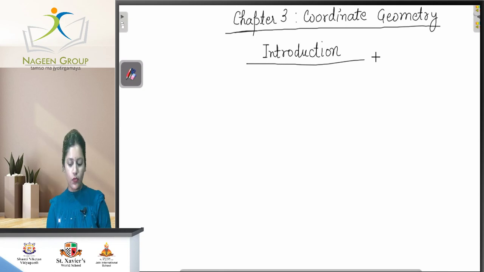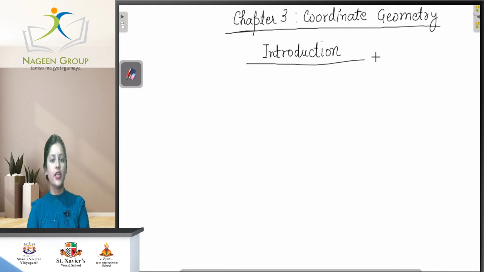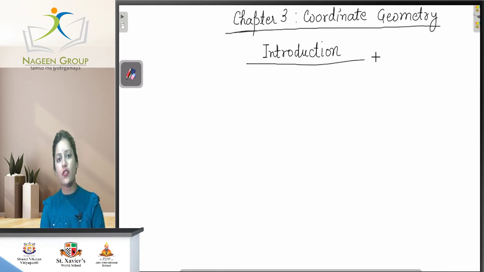Now, what is coordinate geometry? It is the geometry in which we study about the point and the Cartesian system. In the introduction, we only learn the basic terms that are used in this chapter. So first of all, what is a number line and how is this number line established?